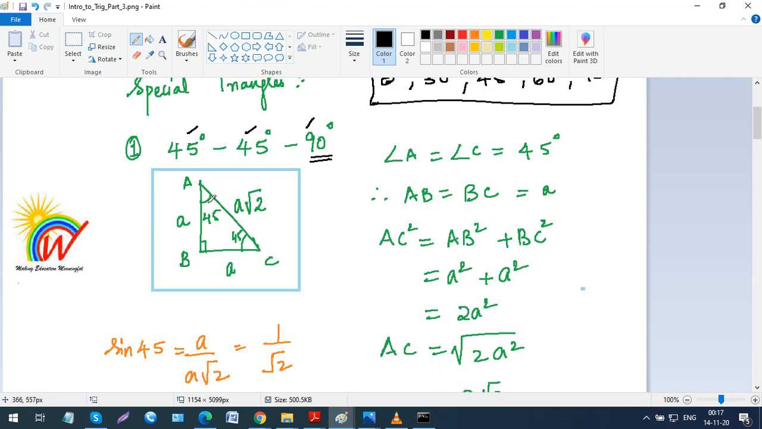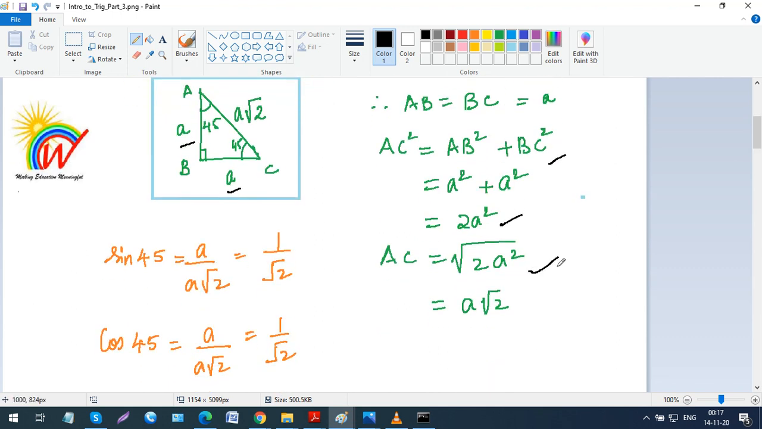If the angles are equal, the opposite sides are equal, so it turns out to be an isosceles right triangle. Let me say the equal sides are A and A. Then what happens to the hypotenuse AC? I'll have to solve using the Pythagorean theorem. AC square equals AB square plus BC square, so you get A square plus A square. AC is equal to the square root of 2A square, so A comes out and root 2 remains inside, so you get A root 2.